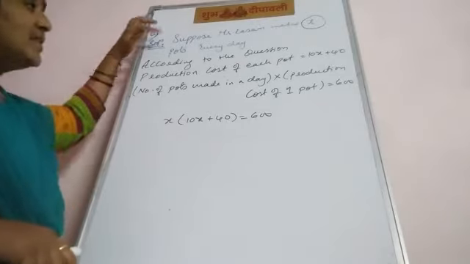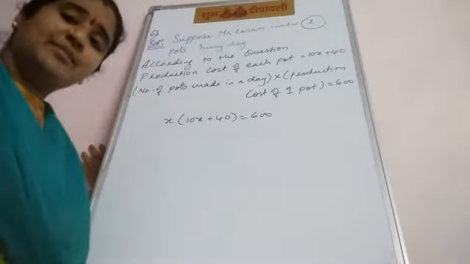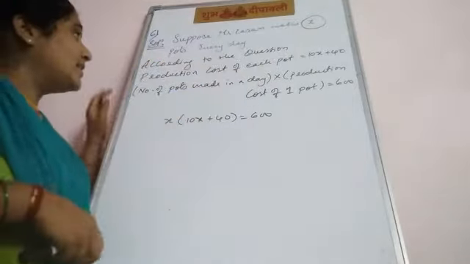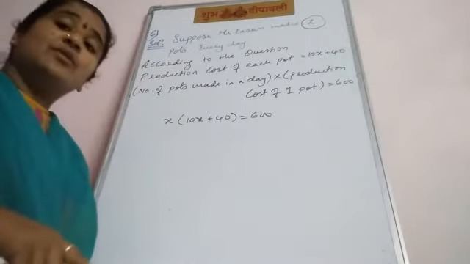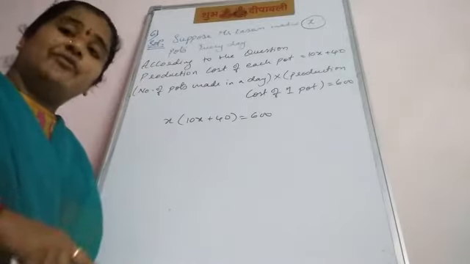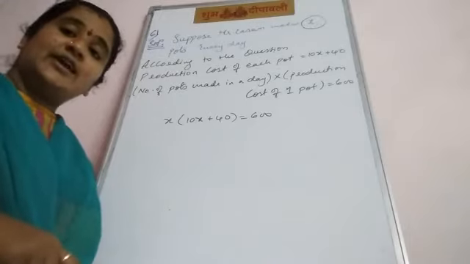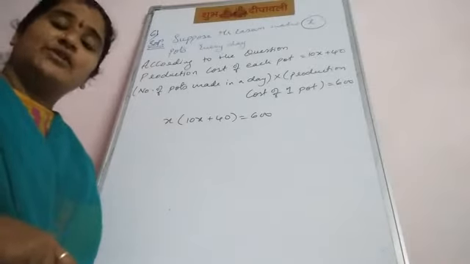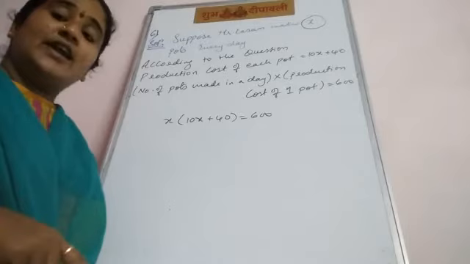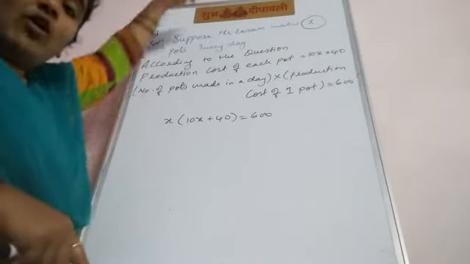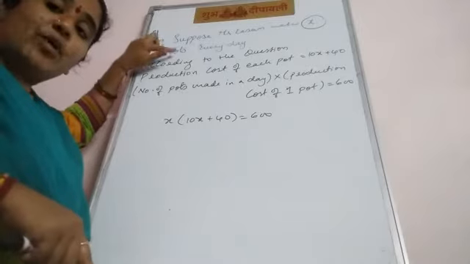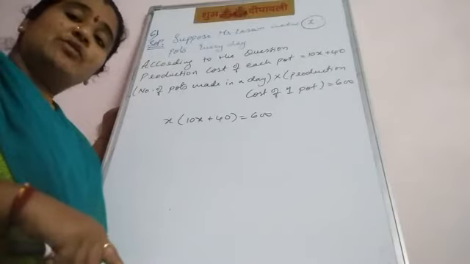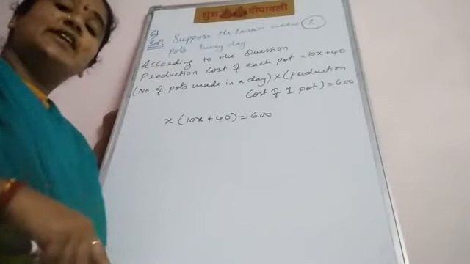Once again I will explain. Suppose in a day, how many pots did he make? He made x. So here we consider x pots in a day. According to the question, the production cost of each pot is 40 more than 10 times the total number of pots. 40 more than means what? Plus 10 times, 10 into how many pots did we take? x pots in a day. 10 into x, 10x. So the production cost of each pot is 10x plus 40.